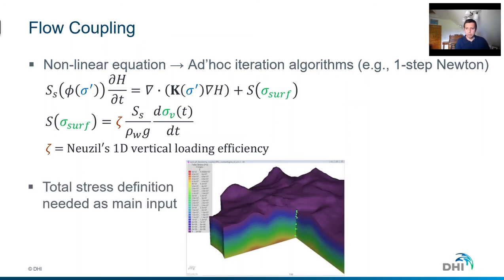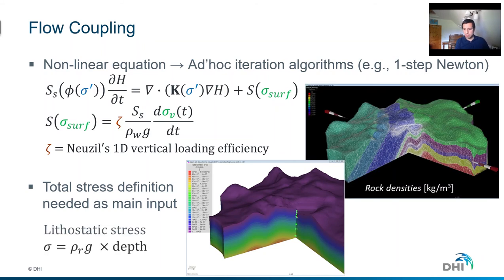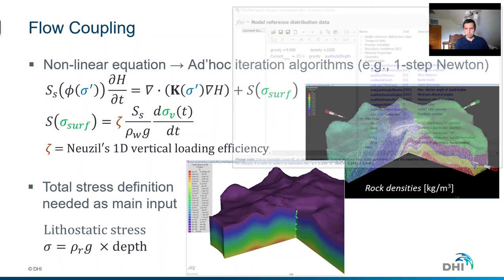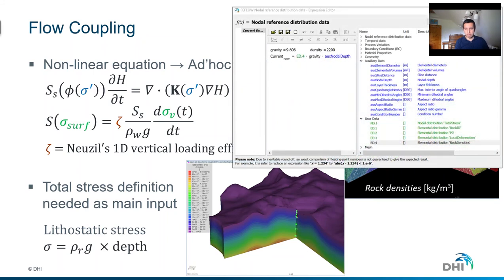As a main input, you require the definition of total stresses. This is something very simple to calculate because it depends on rock density. Rock density information is available in many literature papers. Total stresses are defined by rock density multiplied by gravity multiplied by depth. This depth is a parameter in FEFLOW which can be used or connected via an expression, like the one mentioned here.